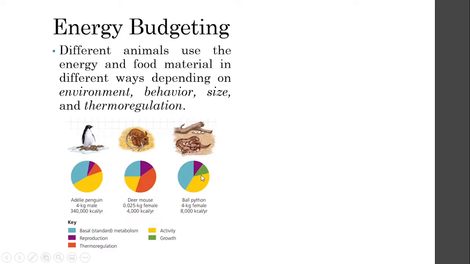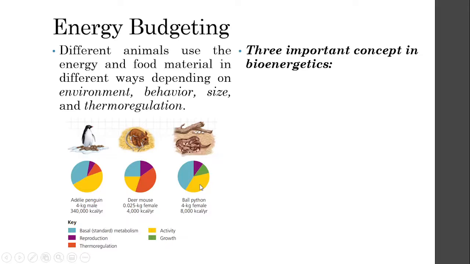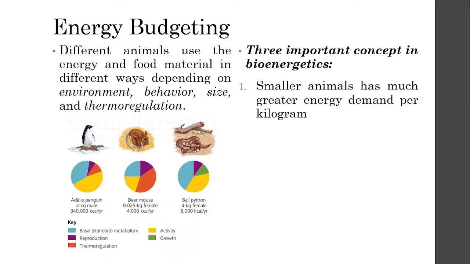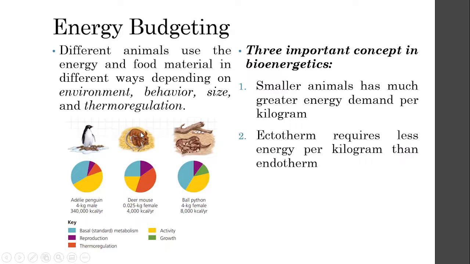And in the module, you would see more explanation on the percentages of, for example, a 40-year-old woman, on how that woman will budget their energy. So after knowing this, we can now learn about the three important concepts in bioenergetics. Number one, smaller animals have much greater energy demand per kilogram, meaning the smaller the animal is, if you measure the amount of energy that they use per kilogram, it is much higher. It's not cost effective, it costs more.